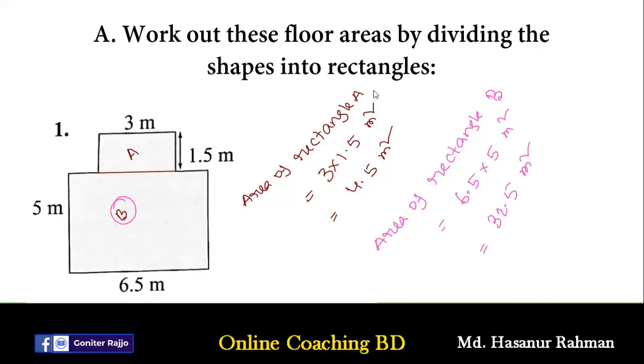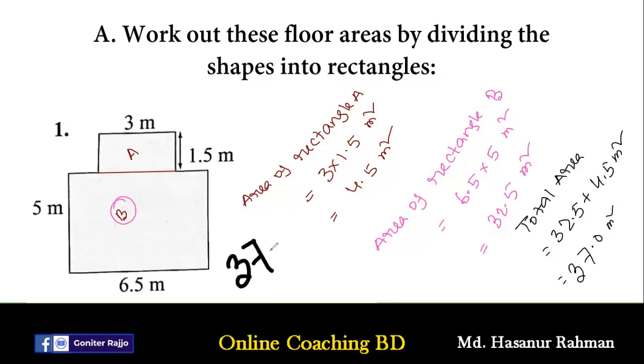Now we have to find out the total area. So what will be the total area? Total area will be 32.5 plus 4.5 square meter, 37.0 square meter. So the final answer will be, the area of this shape will be 37 square meter. So 37 and 37.0 are actually the same.